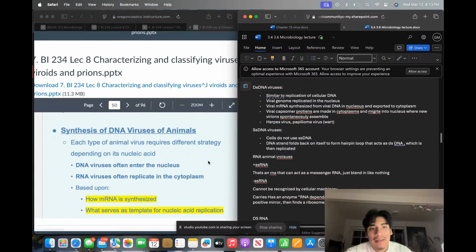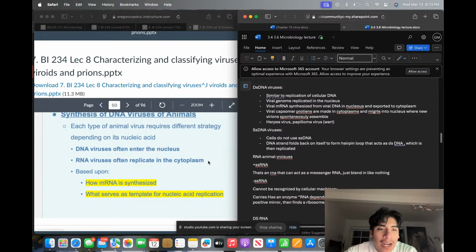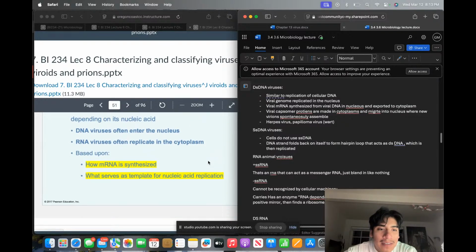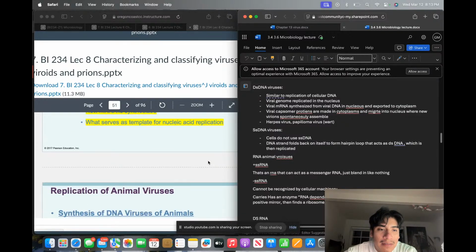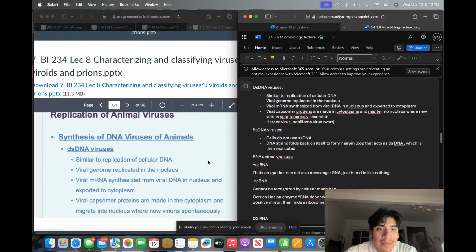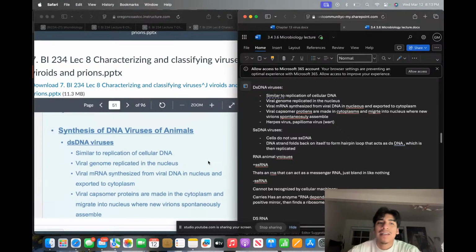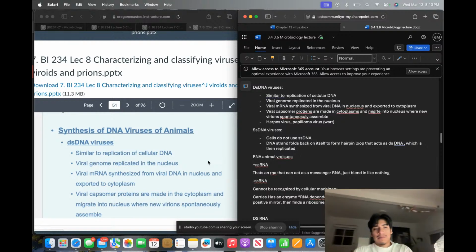All right. So, based upon how mRNA is synthesized, what serves as a template for nucleic acid? All right. So, synthesis of DNA, we have double-stranded DNA viruses. So now we're going to go through the whole shebang. This is similar to the replication of cellular DNA. So how is it going to grow itself?